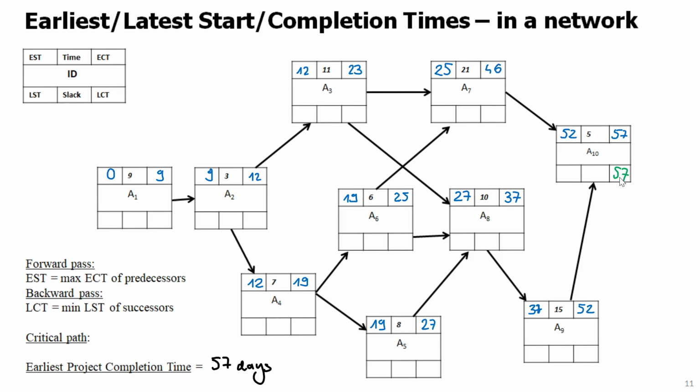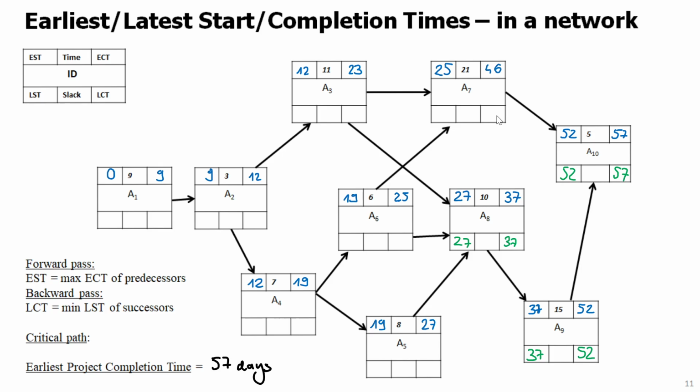Latest completion time 57 minus 5, then latest start time has to be 52. It happens that it's the same. Earliest and latest times are the same. But now when I go backward, right, this activity, I see what's the latest I have to finish this? Well, I have to finish before this starts at 52. So this at the latest can finish on day 52. Minus 15 is to start at the latest on day 37. And right again here, 37, because we have to finish before 37 minus 10, 27.